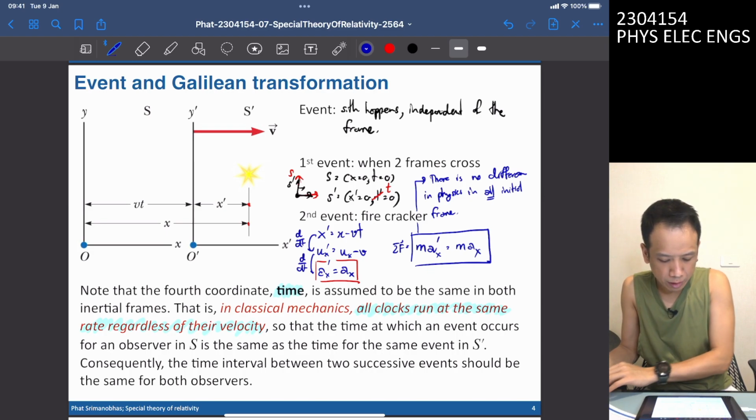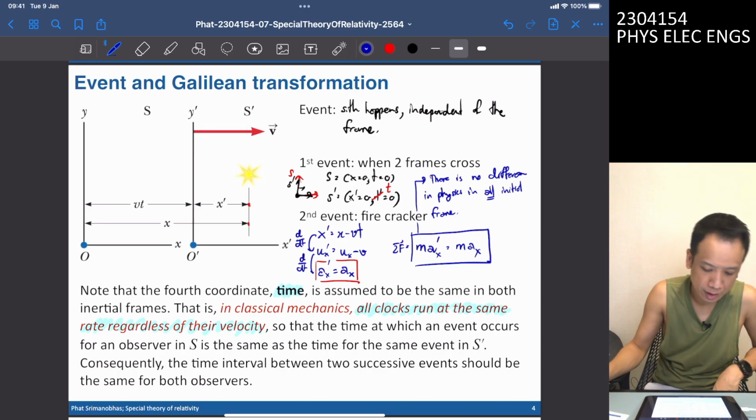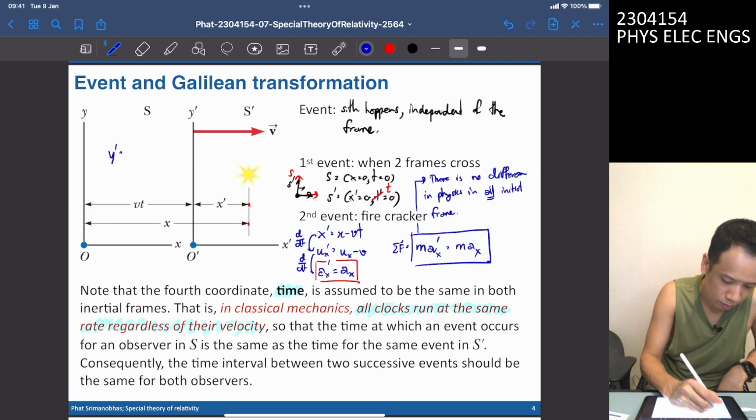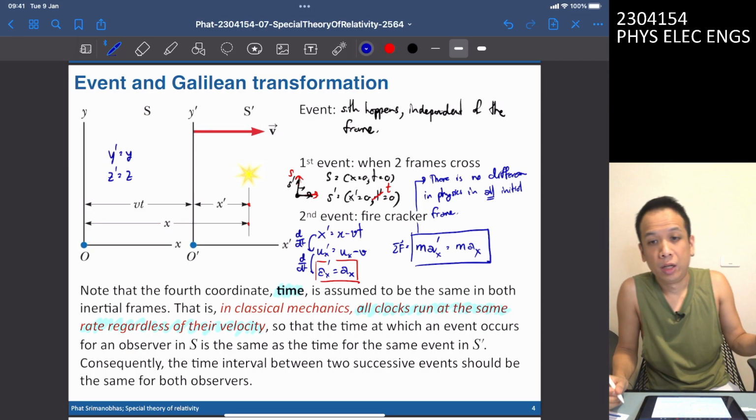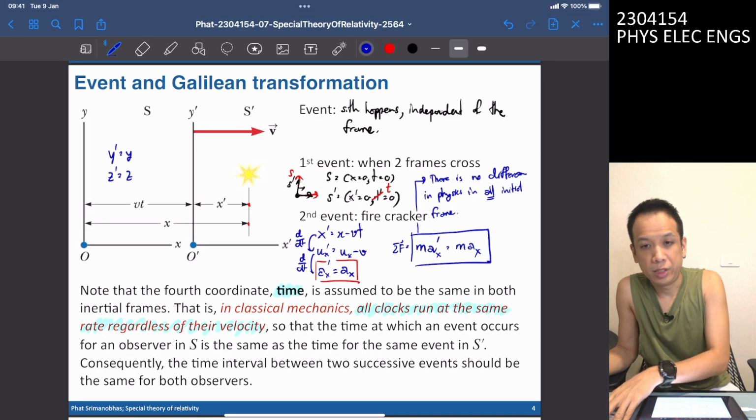I haven't said anything about the transformation in y and the z-axis because there is no change in y and z in this case. So you get y prime equal to y and z prime equal to z. There is no movement in y and z. So there are no transformations in these two axes.